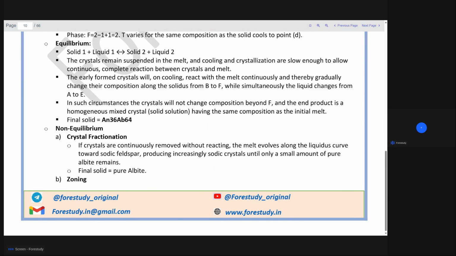So fractional crystallization implies that a range of magma types could be created from a single parent magma by removing varying amounts of crystals that are formed in a magma chamber. I hope you understand what fractional crystallization is.